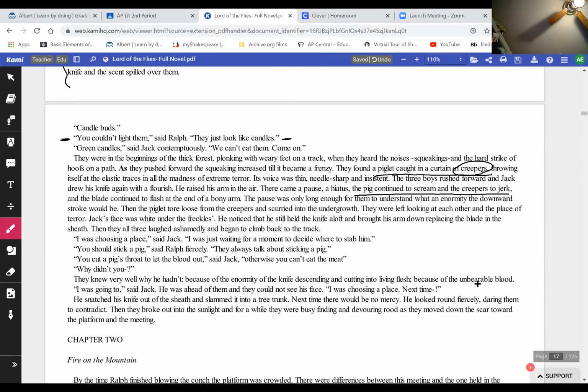He pauses. Okay, I'll pause. A hiatus. "The pig continued to scream, and the blade continued to flash." The pause. This is right here. "It was long enough for them to understand what an enormity the downward stroke would be," because we're talking about death.